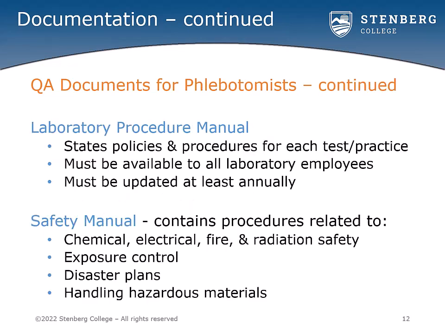The next QA document is the Laboratory Procedure Manual, which states policies and procedures for each test or practice, including how to test the sample, how to report the results, when to reject unacceptable samples. It must be made available to all lab employees and must be updated at least annually. The next QA document is the Safety Manual. It contains procedures related to chemical, electrical, fire, and radiation safety, exposure control, disaster plans, and handling hazardous materials.